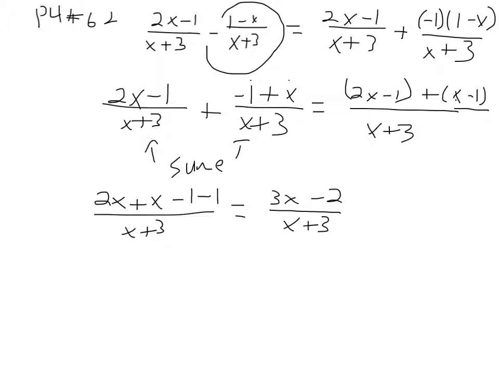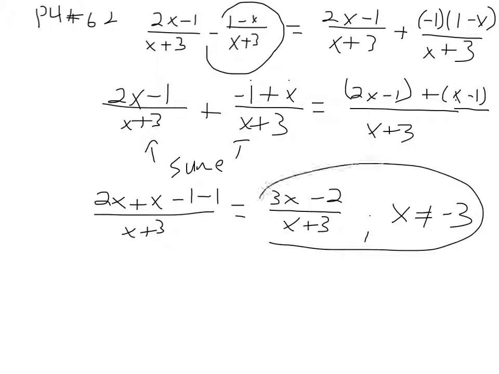Right. Now, of course, we always have a caveat, right? Is the bottom ever 0? Is x plus 3 ever 0? X equals -3 will have to be excluded, right? We're not going to get something because we'll have the unhappy 0 on the bottom. And that is our solution.